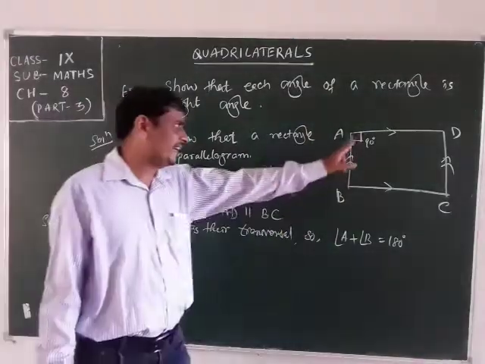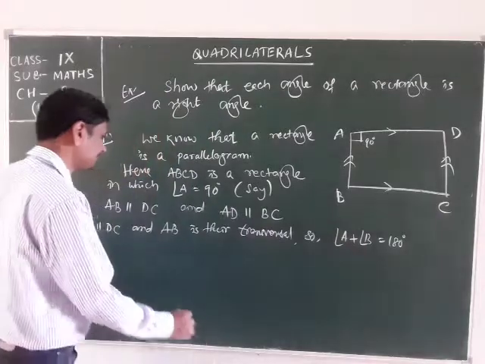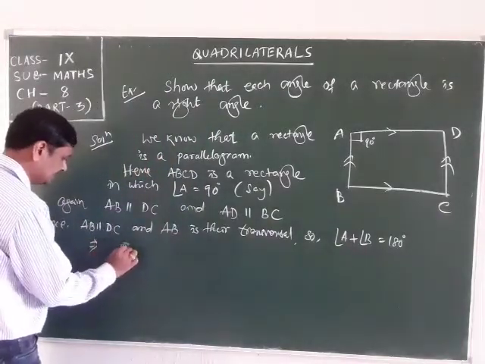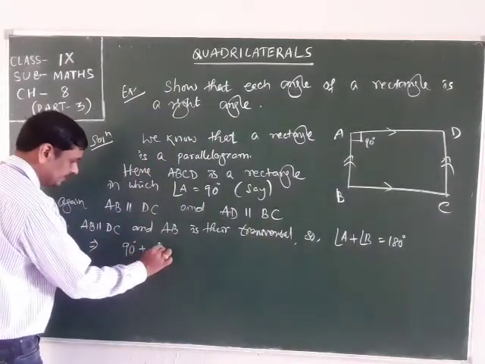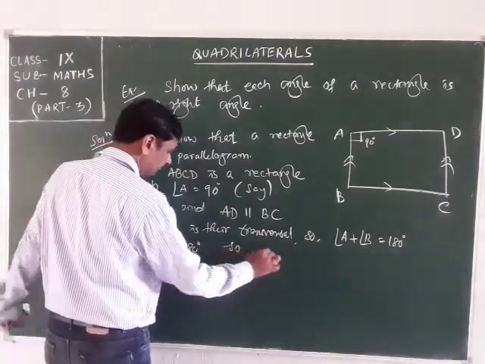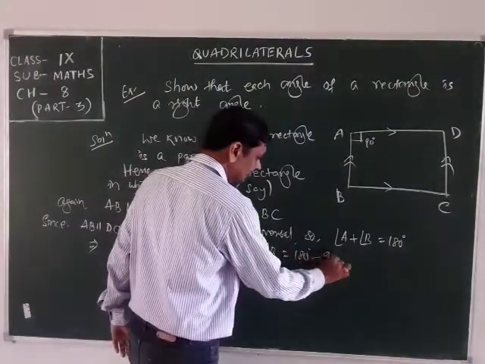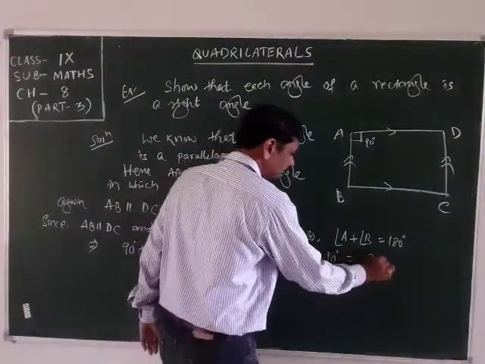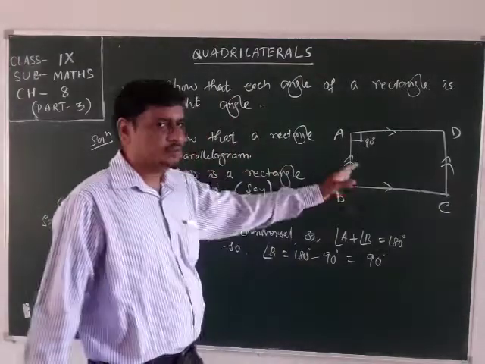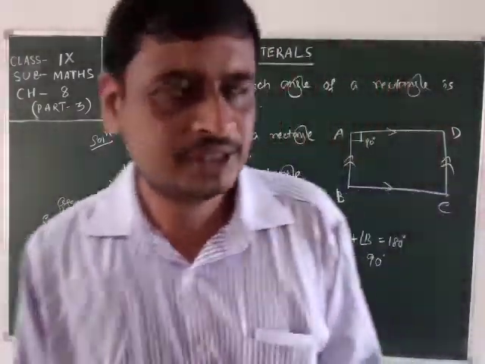But we can put here the value of angle A, which is 90. So 90 degrees plus angle B is 180 degrees. So angle B is 180 degrees minus 90 degrees, which is equal to 90 degrees. We got the value of angle B as 90 degrees.